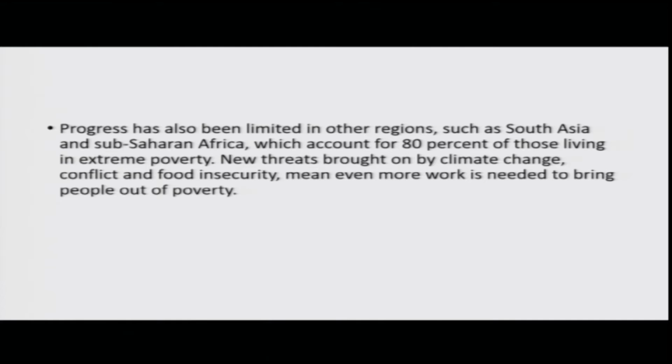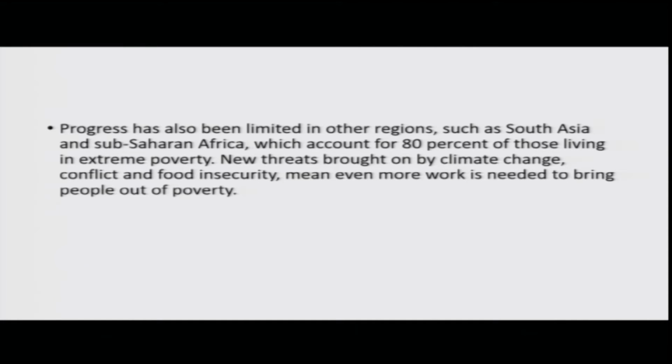Progress has also been limited in other regions such as South Asia and Sub-Saharan Africa, which account for 80% of those living in extreme poverty. New threats brought on by climate change, conflict and food insecurity mean even more work is needed to bring people out of poverty. So even now, some parts of the world, like South Asia and Sub-Saharan Africa, are in extreme poverty, with high levels of poverty.